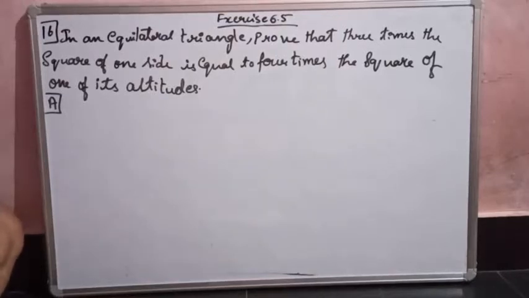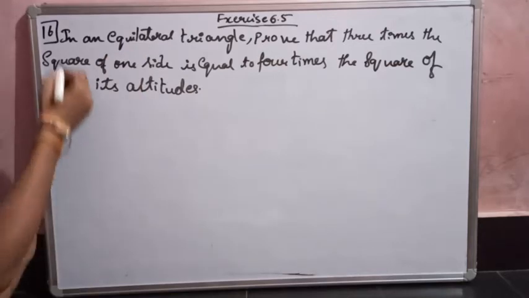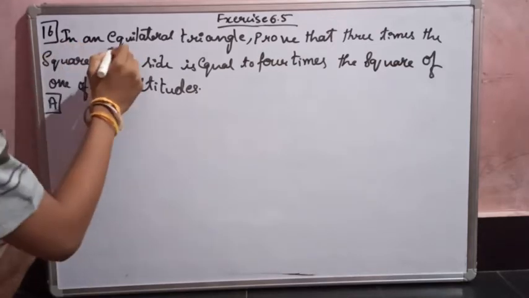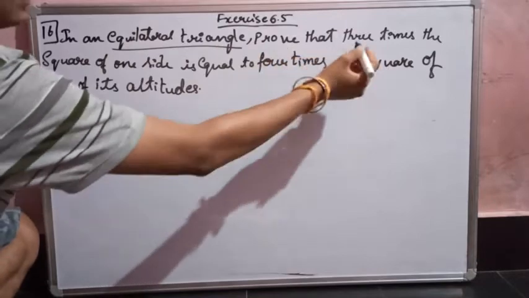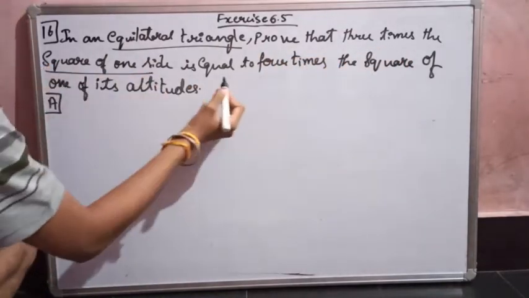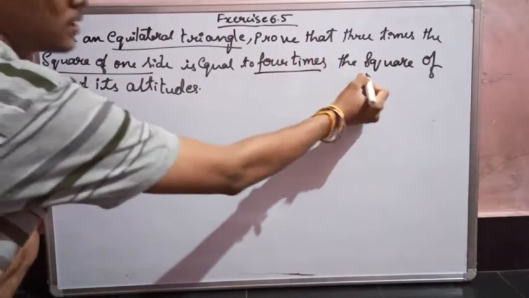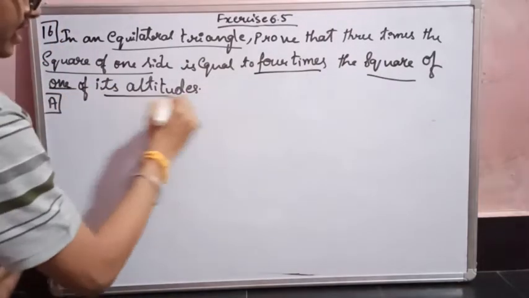Welcome back. This is problem number 16 of exercise 6.5. Okay, I am going to read out the problem. In an equilateral triangle, prove that 3 times the square of one side is equal to 4 times the square of one of its altitudes.